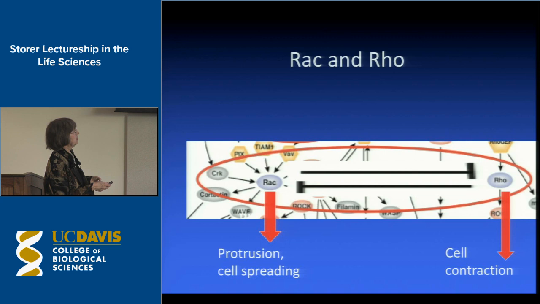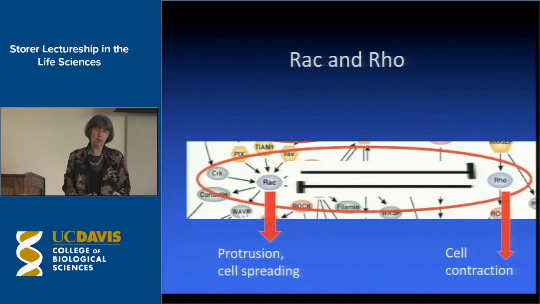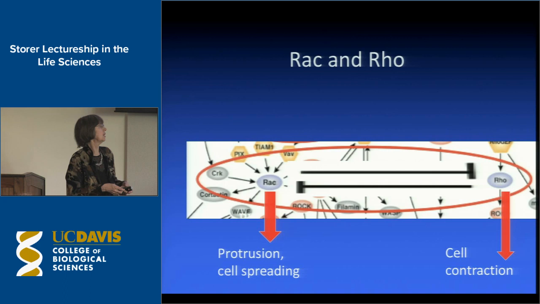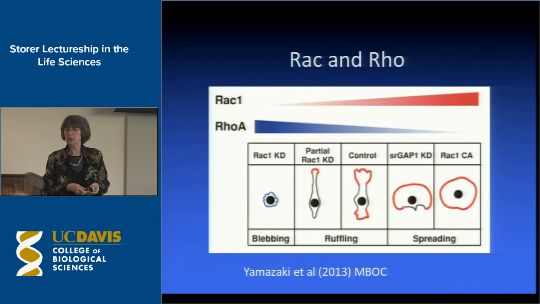Briefly, Rho, as I mentioned before, facilitates or regulates cell contraction, as well as some actin assembly. And RAC is responsible for cell spreading and protrusion, as well as actin assembly. So RAC and Rho, I can give you a whole hour talk on that. I won't do that, I promise.